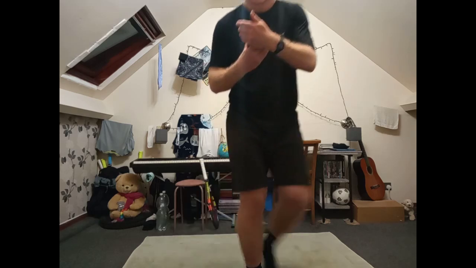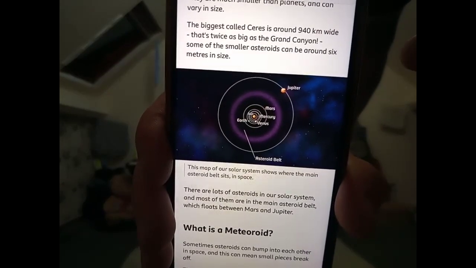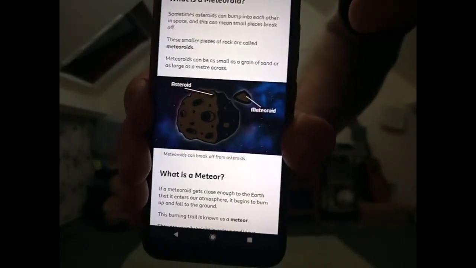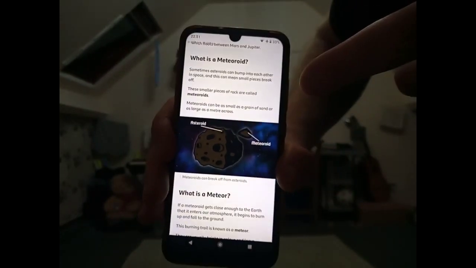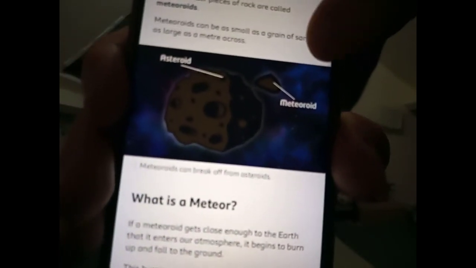Okay. Now in this asteroid belt, there are all these millions of asteroids. It can happen that they bump into each other, and then a piece can break off. A little piece can break off of this asteroid. Asteroids are bigger, not as big as a planet, but bigger. And meteorites, they are smaller.